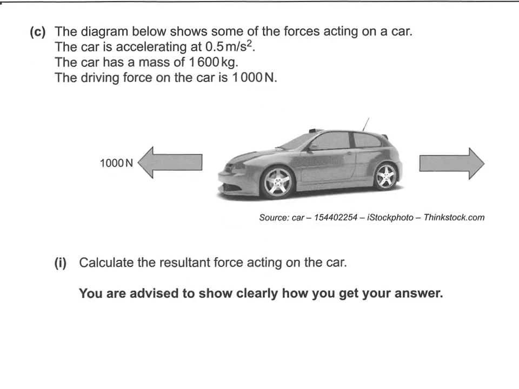Part C, the diagram below shows some of the forces acting on a car. The car is accelerating at 0.5 meters per second squared. The car has a mass of 1600 kilograms, and the driving force on the car is 1000 newtons. Okay, so you can see here we have the driving force marked in. We've got some force that doesn't have a specific value, and it says calculate the resultant force acting on the car.